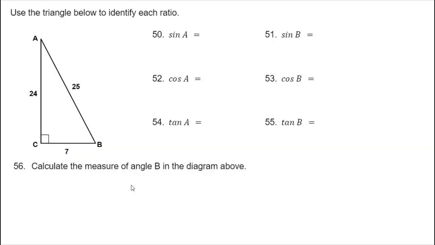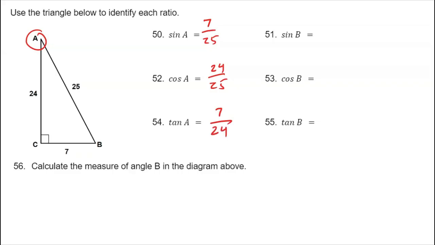All right, so we want to use the triangle below to identify each ratio. Hopefully you remember these ratios, pretty simple. So if we're going to start off with angle A, sine of angle A is opposite 7 over hypotenuse 25. Bingo, pretty easy. Cosine of angle A is going to be the adjacent 24 divided by the hypotenuse 25. And tangent of angle A is going to be the opposite 7 over the adjacent 24.